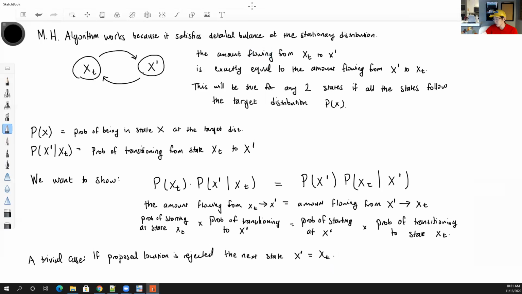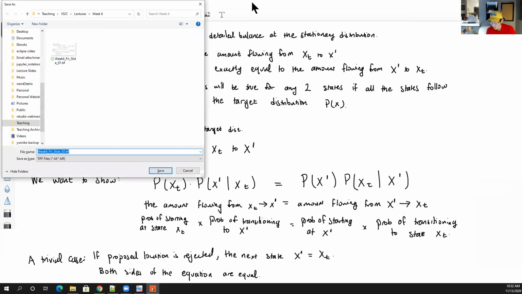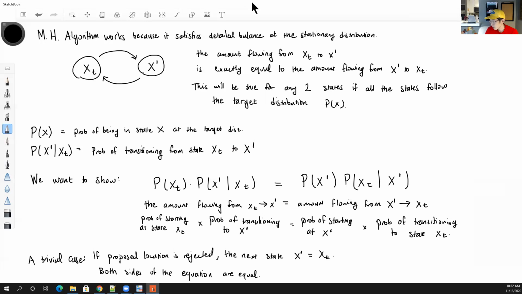Okay, and therefore if you plug in, if everything just becomes xt, then the two sides are going to be equal to each other. If the proposed location is rejected, the next state x prime is equal to xt, and both sides of the equation are equal. So that's kind of the trivial case. But what we want to do is show this thing is true for two different states, okay?